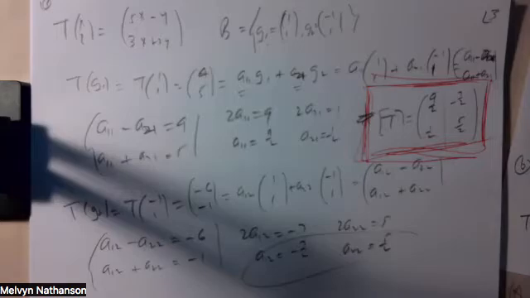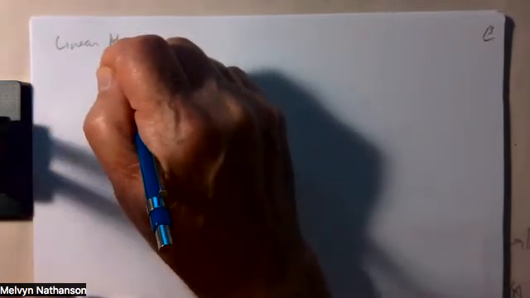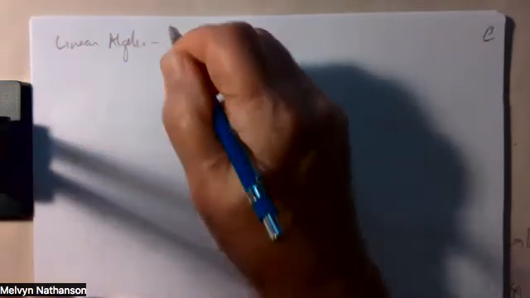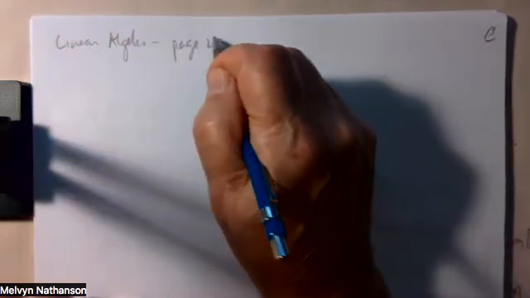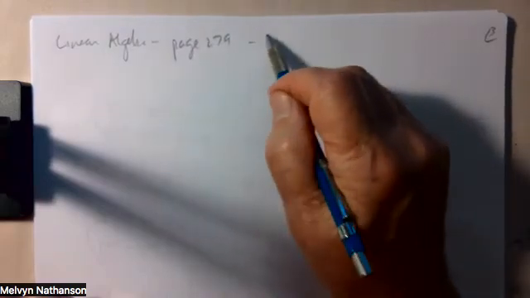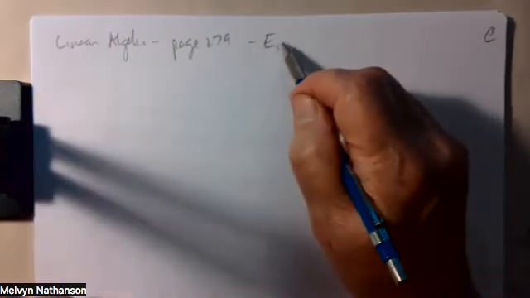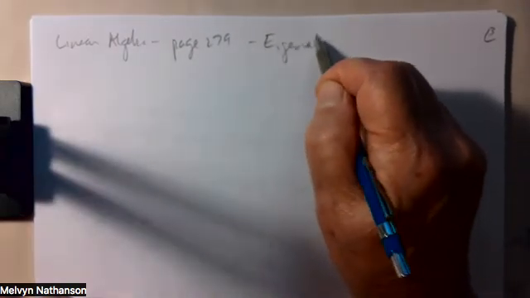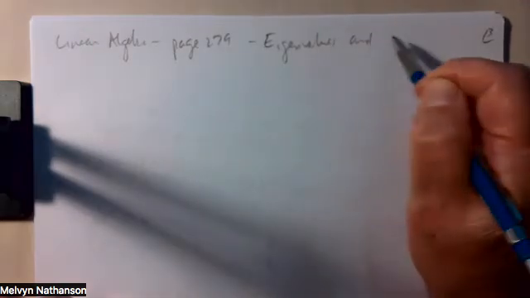So that is problem 1. So this is linear algebra on page 279, which has to do with eigenvalues and eigenvectors.